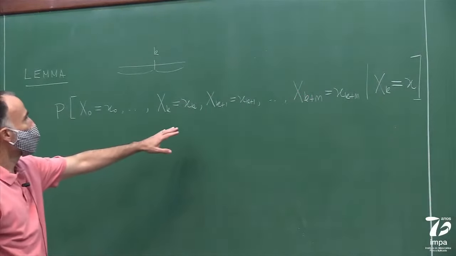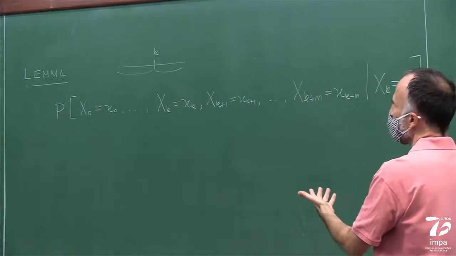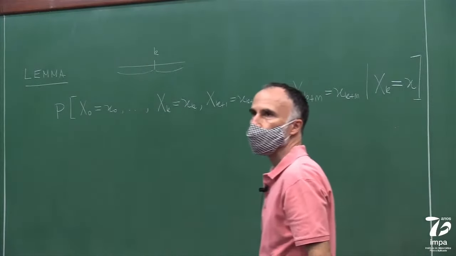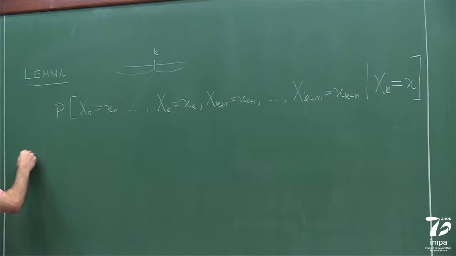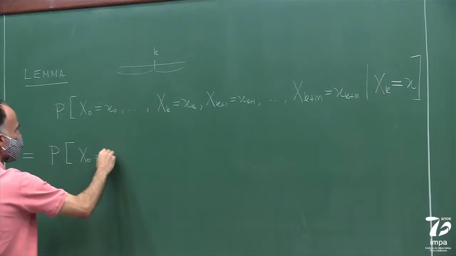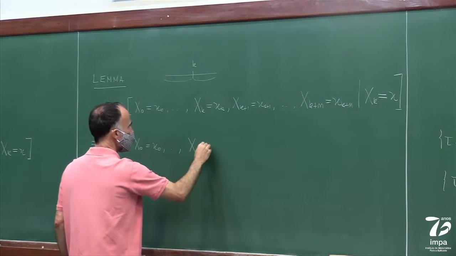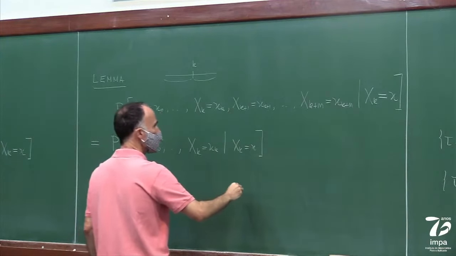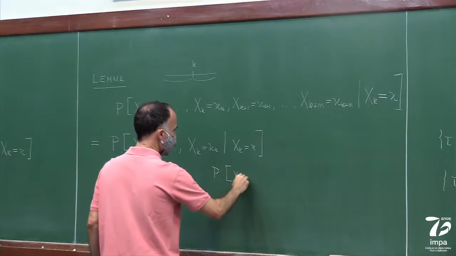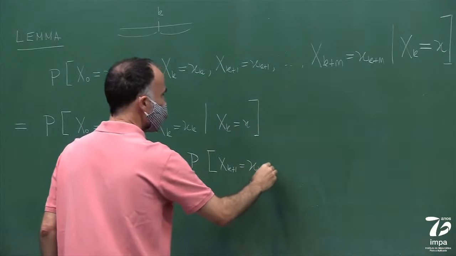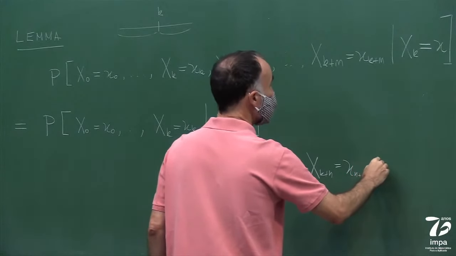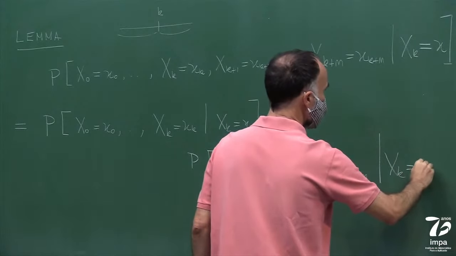So here again, I can include this event or not, because given that xk is equal to x, this is either 0 or 1. So I can always erase it, but let's leave it in. And what I want to say is that this probability is equal to the probability that x0, so the past, including the present, given that xk is equal to x, times the probability that xk plus 1 is equal to xk plus 1, up to xk plus n is equal to xk plus n, given that xk is equal to x.